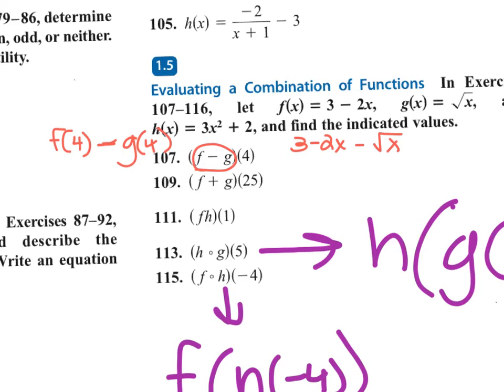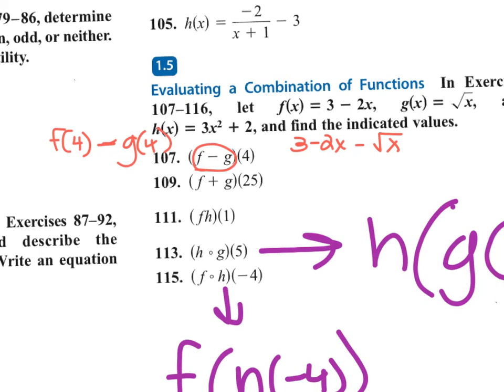Same thing for 109 and 111. I could have done f of 25 plus g of 25, or I could have added f and g and then plugged the 25 in. And then 111, I could have done f times h. So I'd take the function of f, multiply it times the function of h, distribute it, okay? Or I can plug 1 into f and 1 into h and just multiply the results at the end.